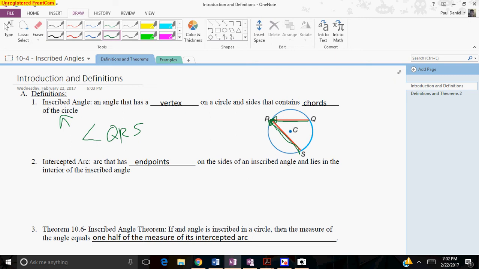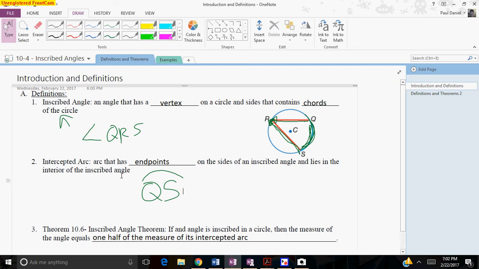Okay, and an inscribed angle creates what is called an intercepted arc. So in that same circle, we have this arc right here, QS, where its endpoints are located where the sides of the angle hit the circle, and that makes what is called an intercepted arc. So in our case, arc QS is an intercepted arc. Okay? So it's got to be lying in the interior of that inscribed angle.